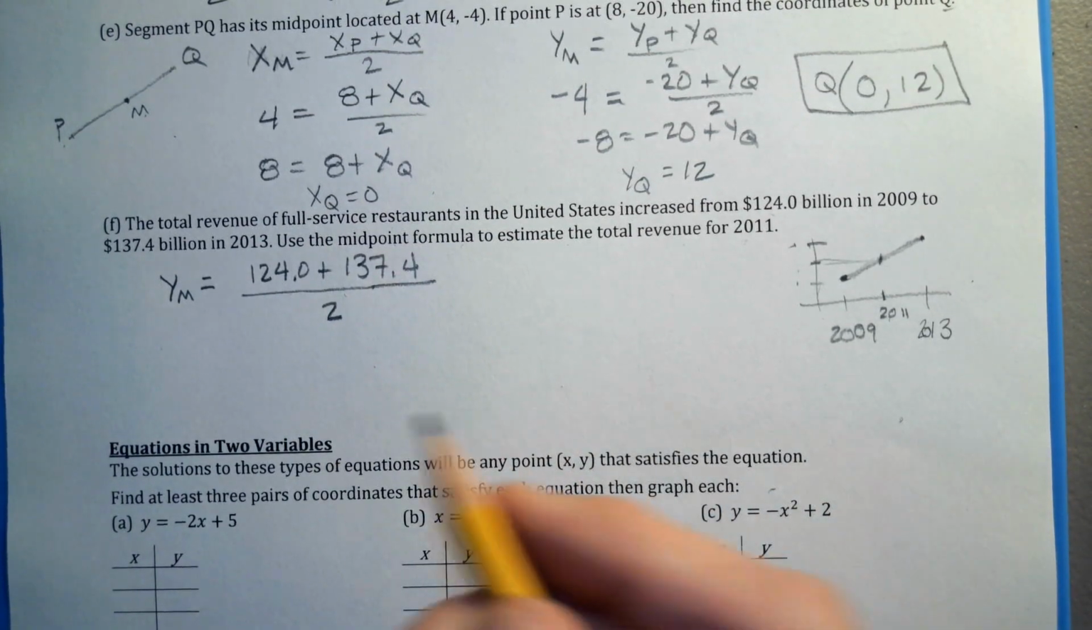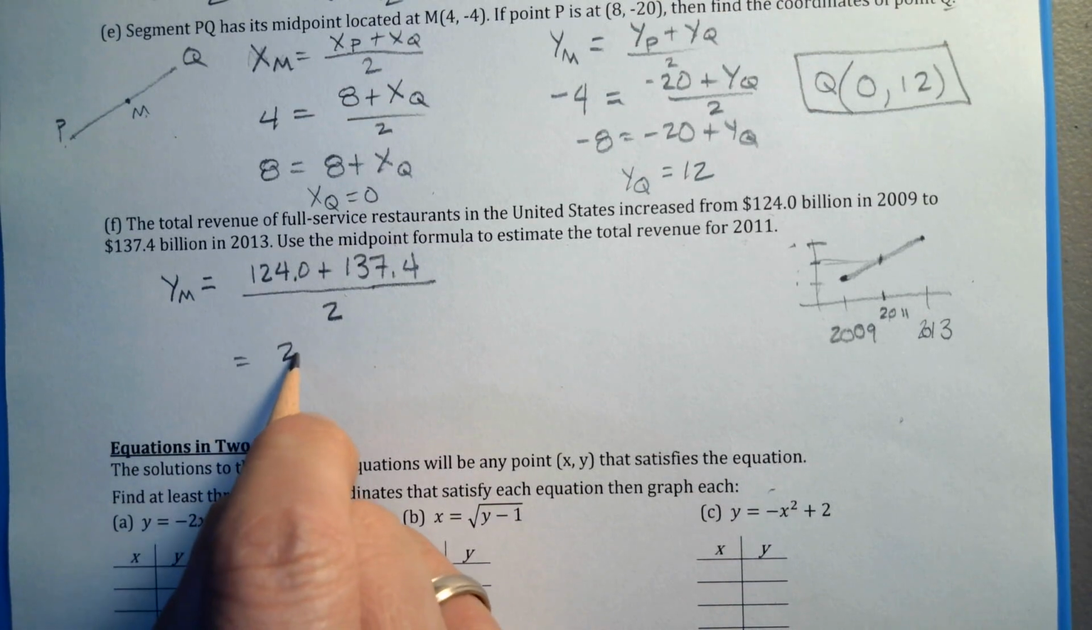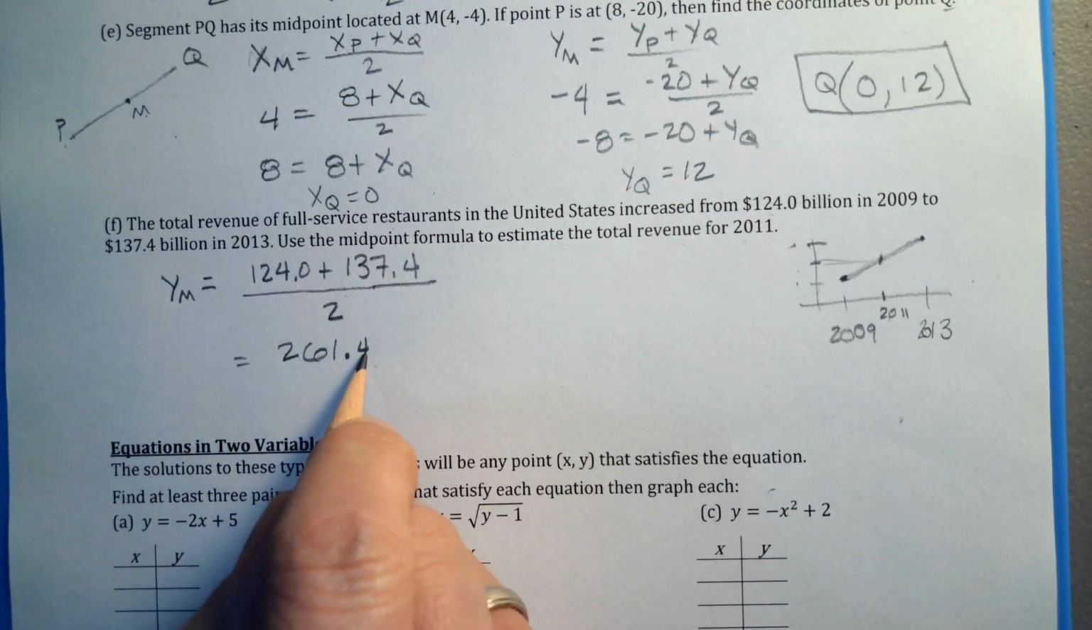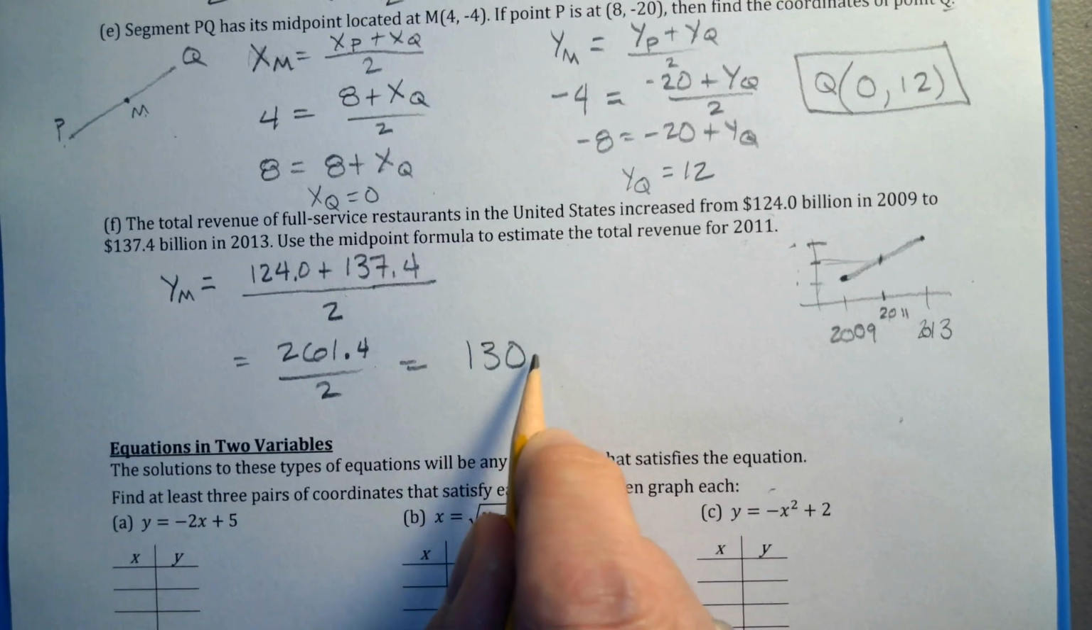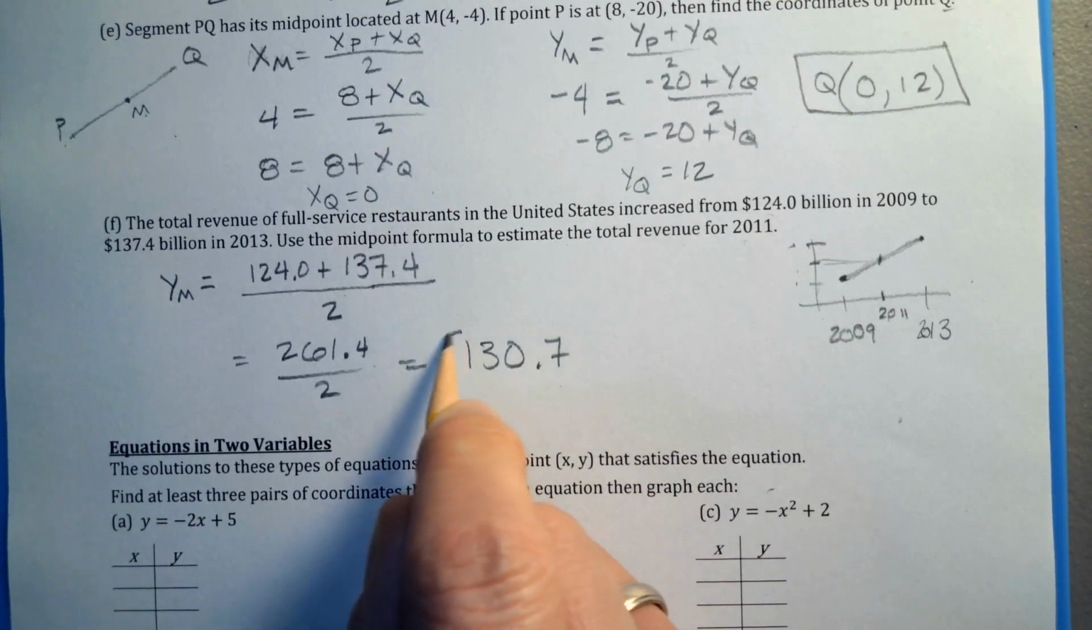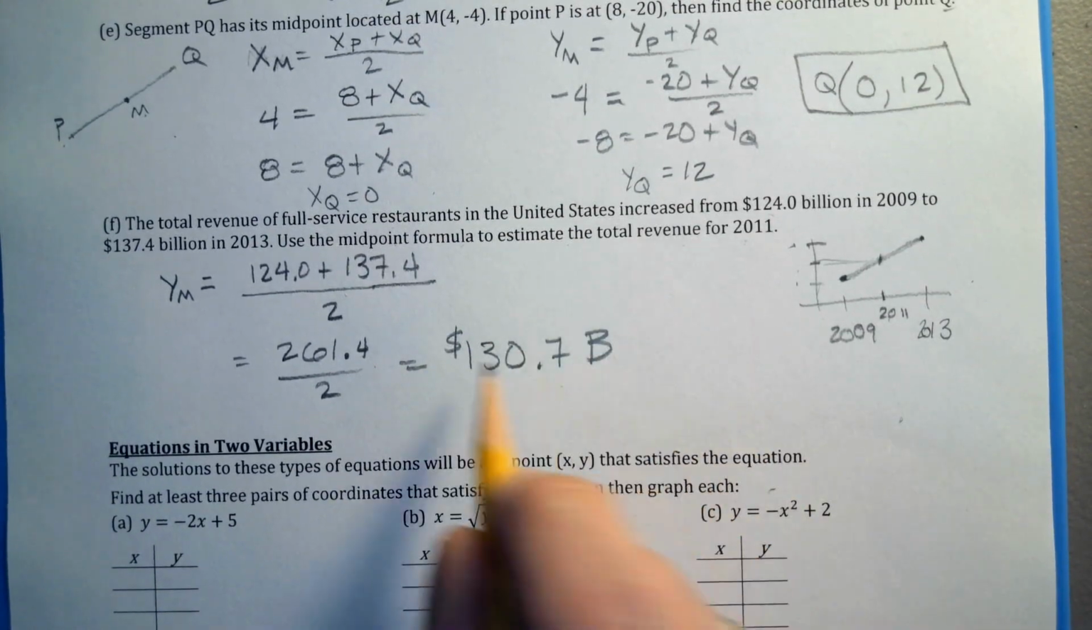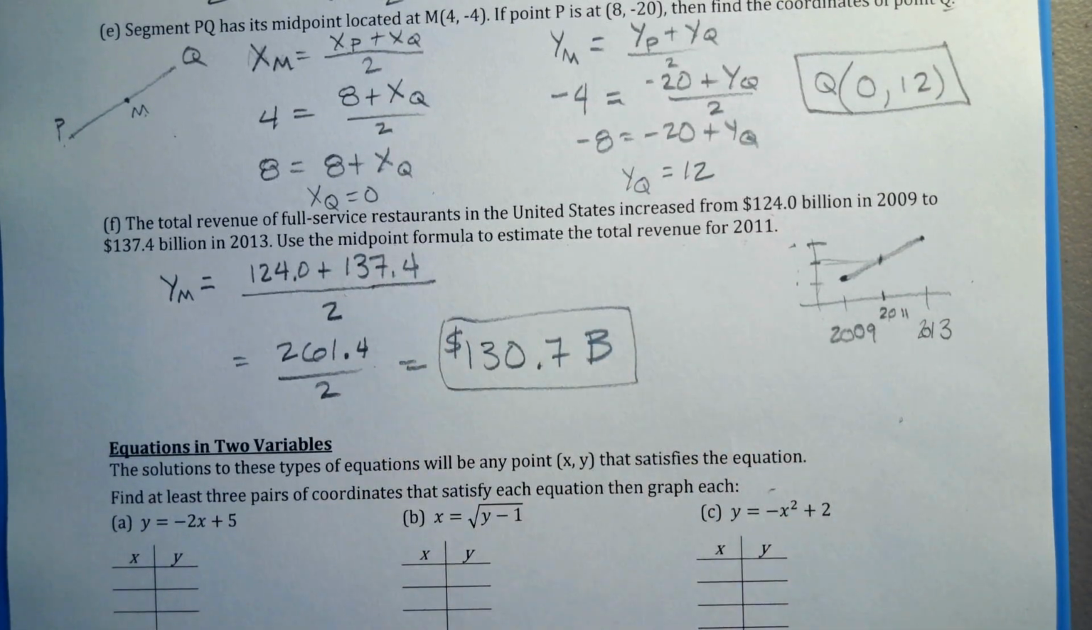All right, so that's 261.4 divided by 2, or about 130.7 billion dollars. Okay.